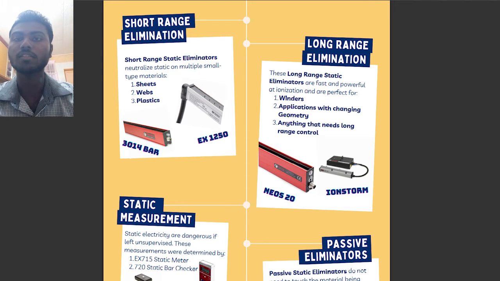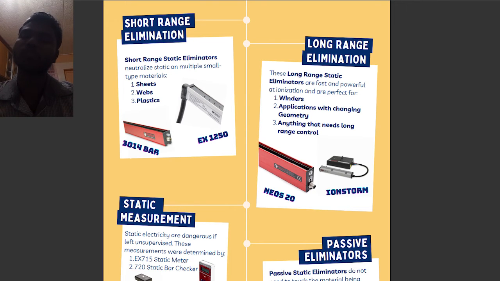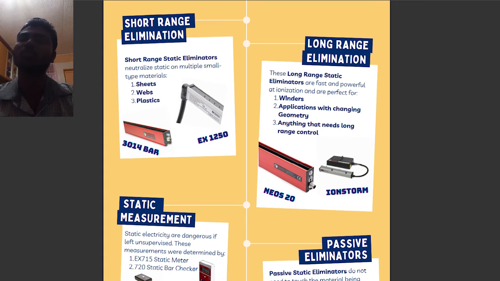The second main thing is neutralize before the problem. There are several positions in the process where static may be generated. If you neutralize the static too early, it could be generated again as the product passes over rollers through the other processes. So position the static eliminator to neutralize the material at the last possible position before the problem area. Now we go on to the third one.